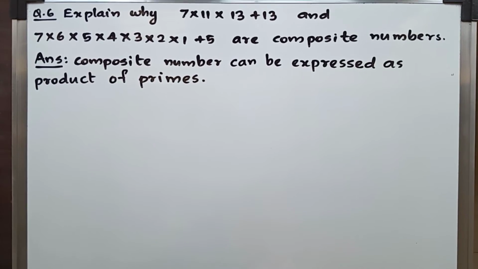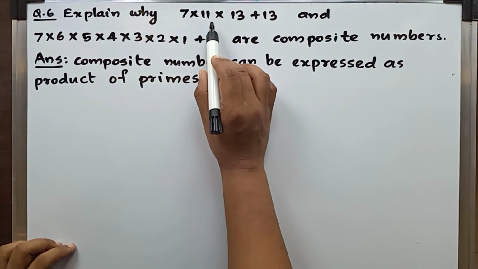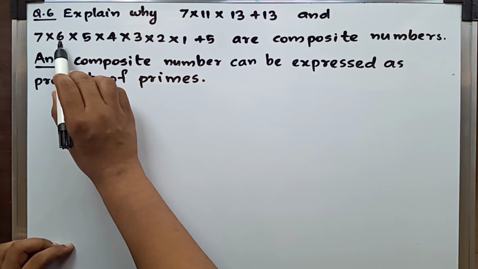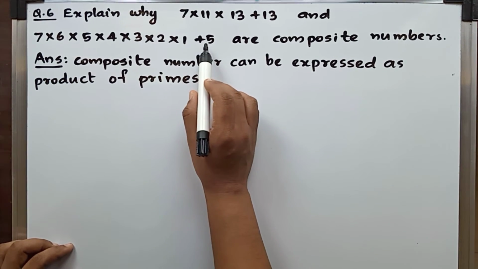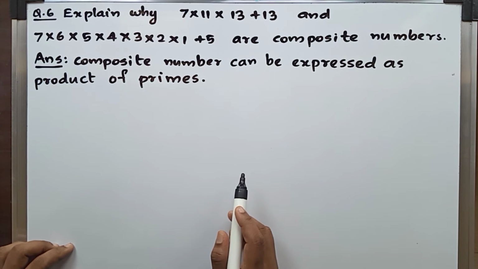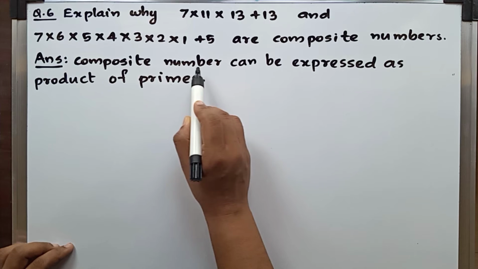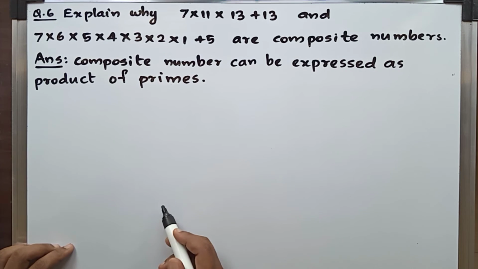This is the sixth question of our exercise. Explain why 7 into 11 into 13 plus 13 and 7 into 6 into 5 into 4 into 3 into 2 into 1 plus 5 are composite numbers. So first, we should know what is a composite number. A composite number can be expressed as a product of primes.